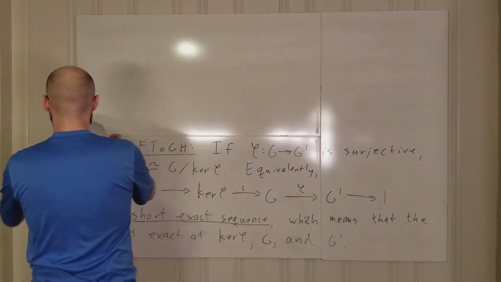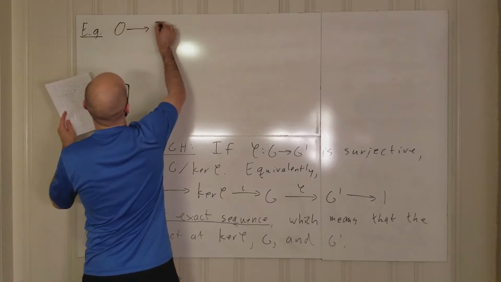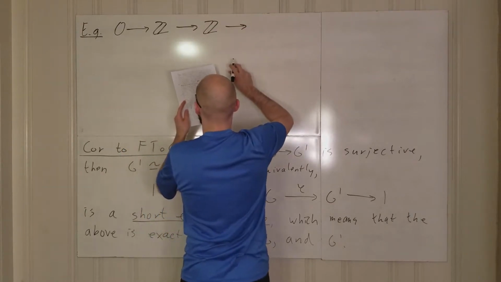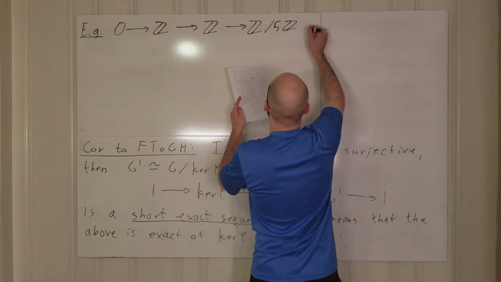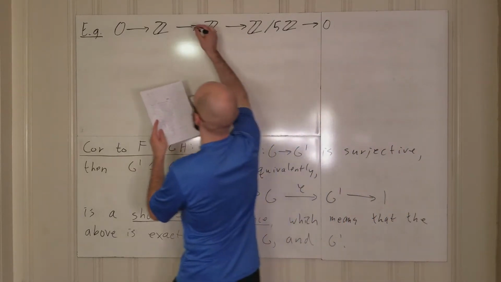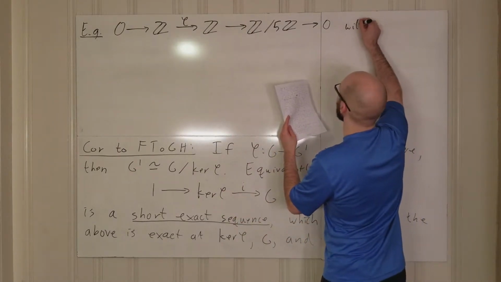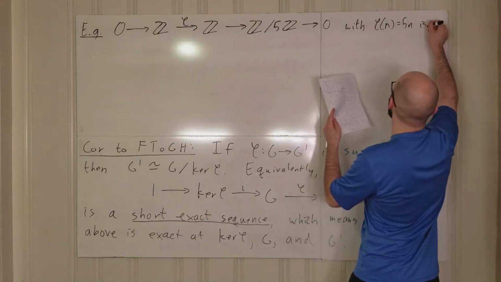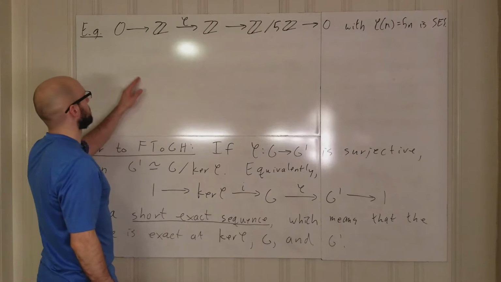All right, let's look at an example. Let's take the sequence 0 to Z to Z to Z mod 5Z to 0. So this is phi, with phi of n equals 5n. This is a short exact sequence.